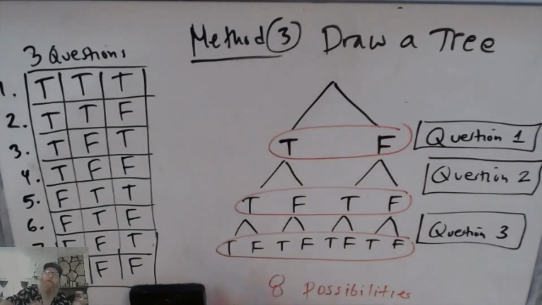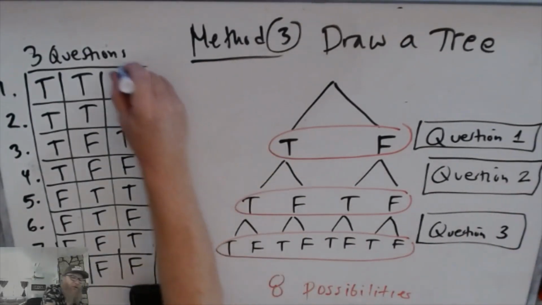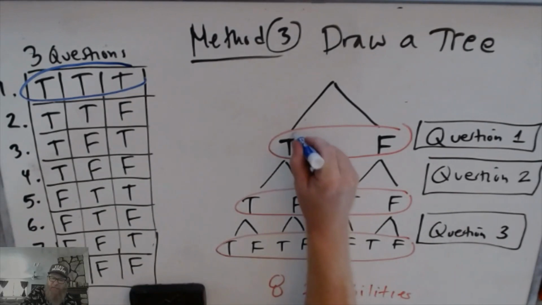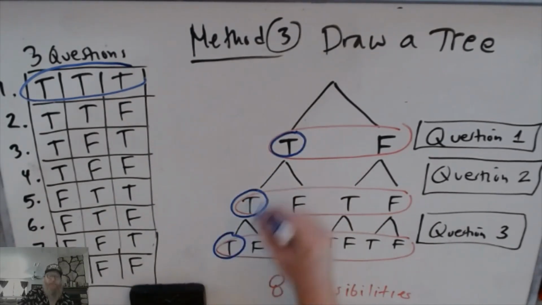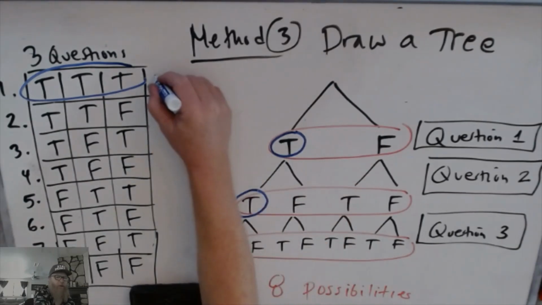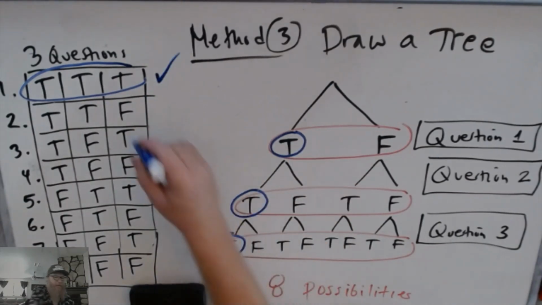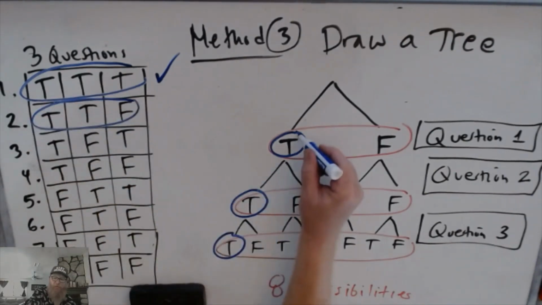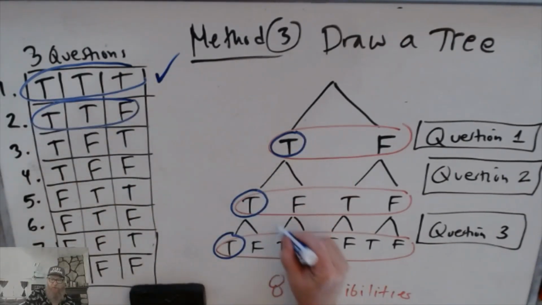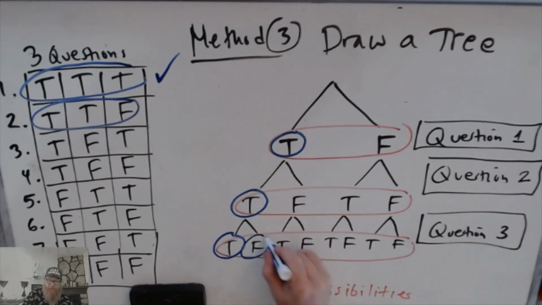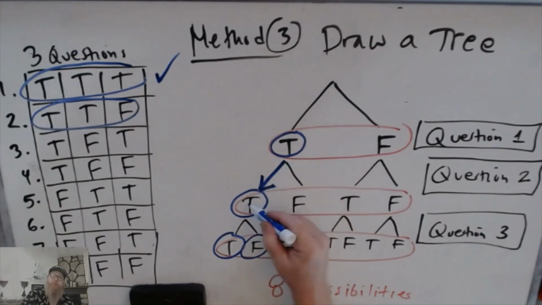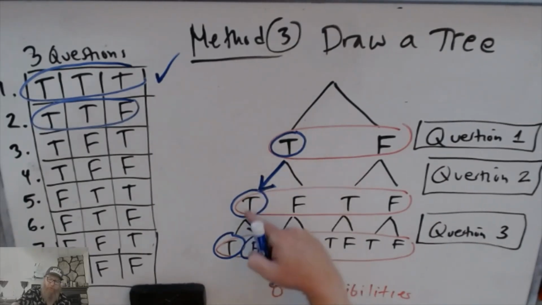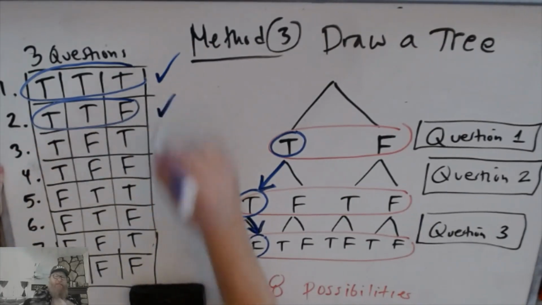Now, when you do the tree, it's a little bit tricky. It's kind of like you'd have to read it off the tree. So TTT means that I chose true, then I chose true again, then I chose true again. So this would be the first possibility, number 1. Check. The second possibility, I chose true, but then in the last choice, I chose false. So it'd be kind of like going like this. From true to true, and then from true to false. That would be TTF. That would be the second possibility.